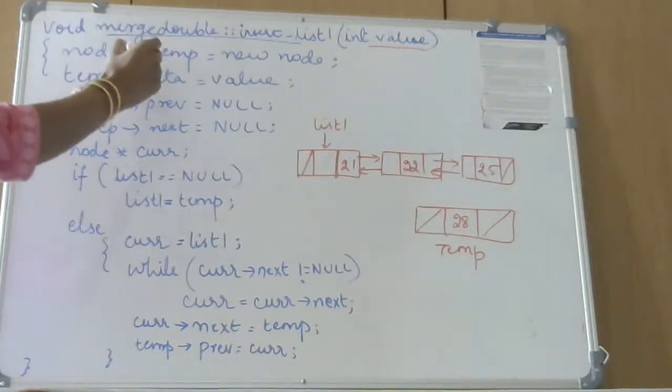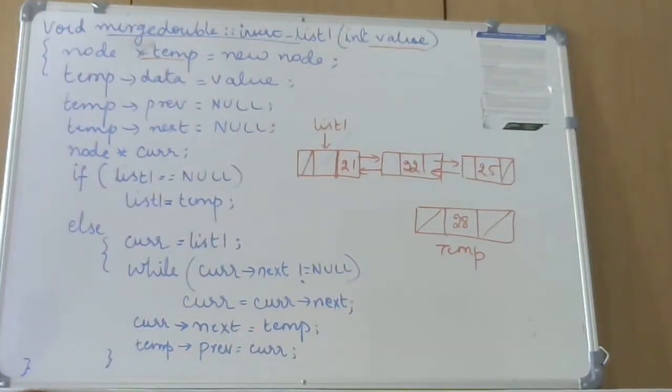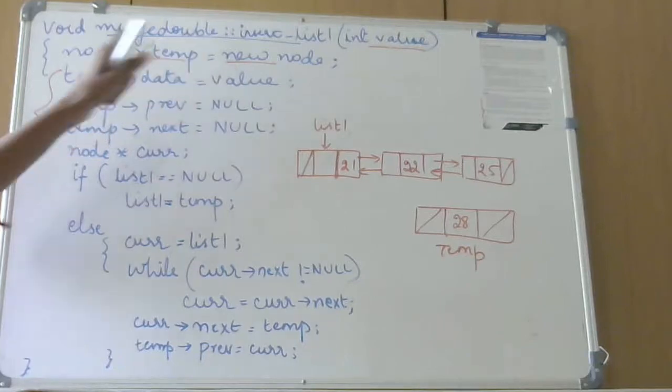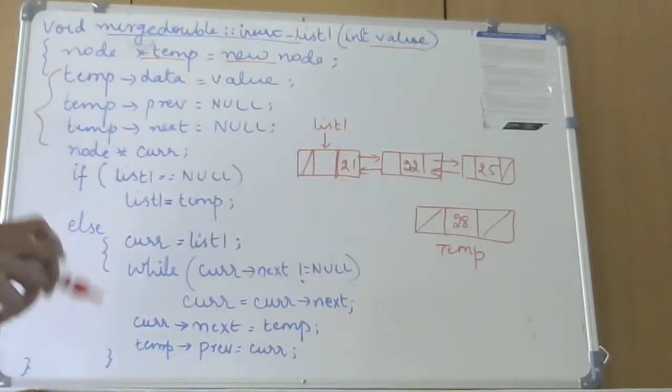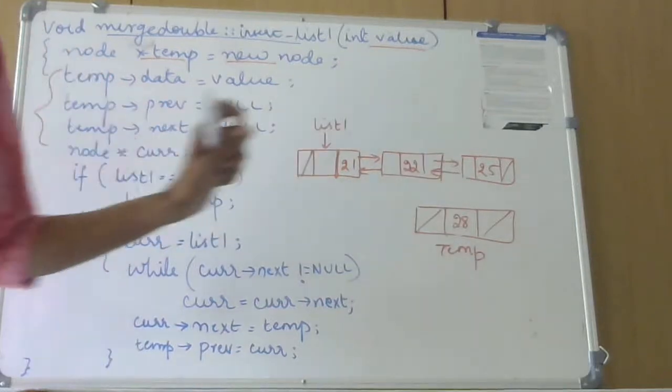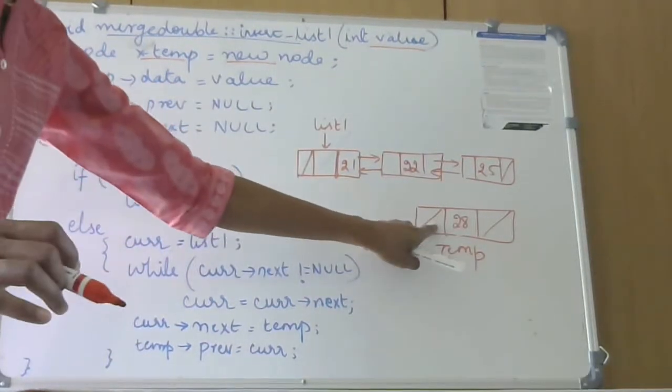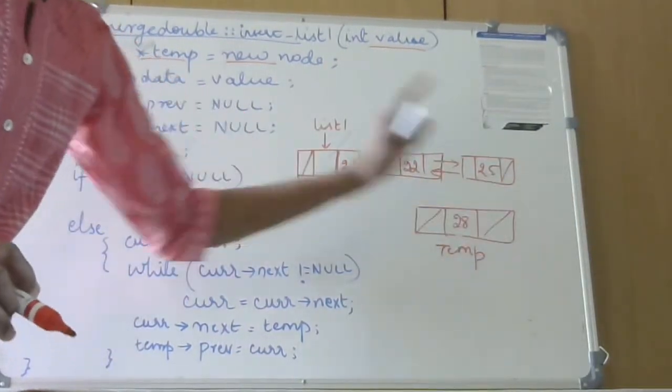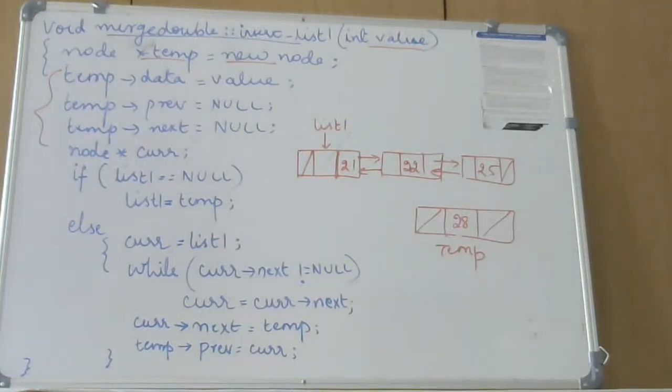Now, we are taking one node pointer called temp. We are allocating memory for that using new, and then I am keeping my node ready as usual. So, temp is my node. Temp of data is value. Let us assume I want to insert 28. So temp of data I have put that value. Temp of previous is null, I have made it null. Temp of next is null, I have made it null. So, I have kept this node ready.